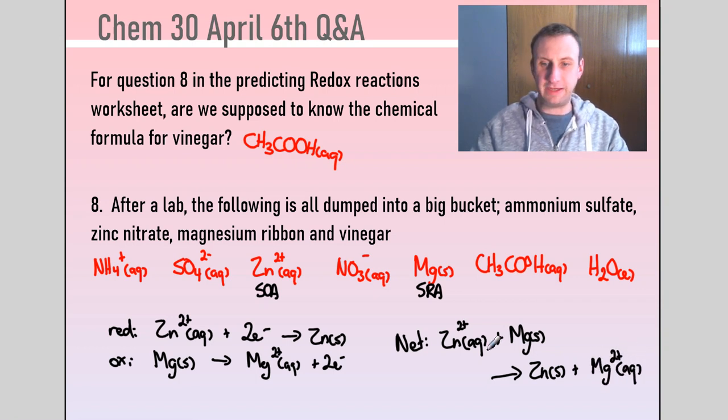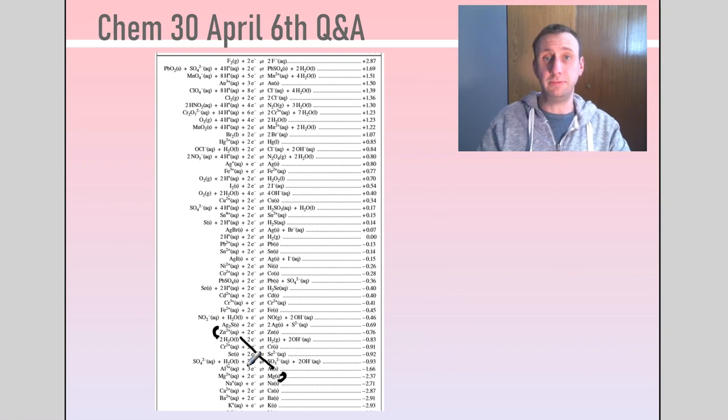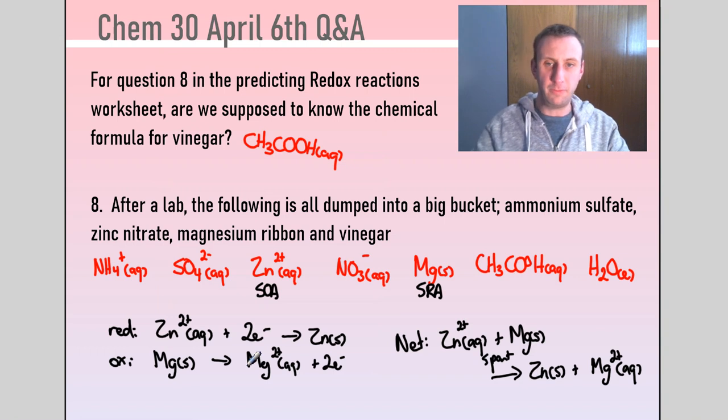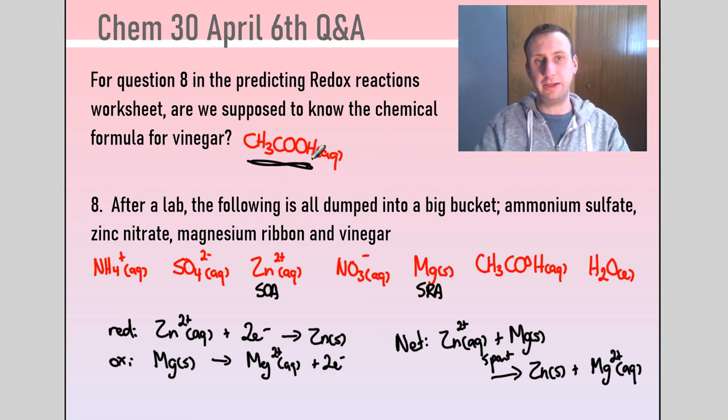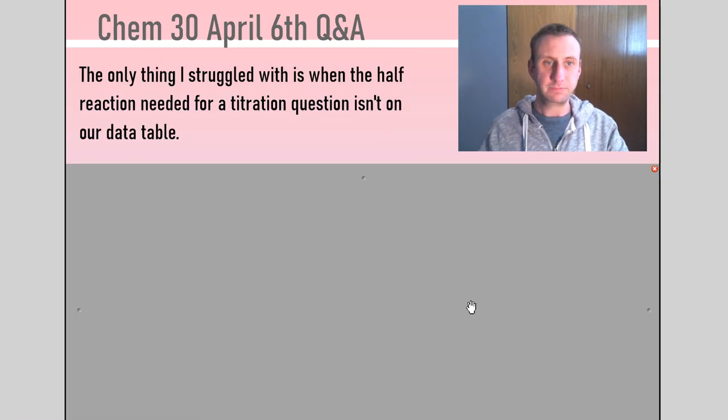This is spontaneous based on the fact that if I go back to my table, the Zn2 positive is above the magnesium, so that's downhill. It's a spontaneous reaction. Okay, so hopefully that answers that. So at the end of the day, should you know what the formula is for vinegar? Yeah, you should. It's acetic acid, also called ethanoic acid. It's a very dilute solution of that. Was it the OA or the RA for this reaction? No, it's not. Okay, but anyways, there it is.